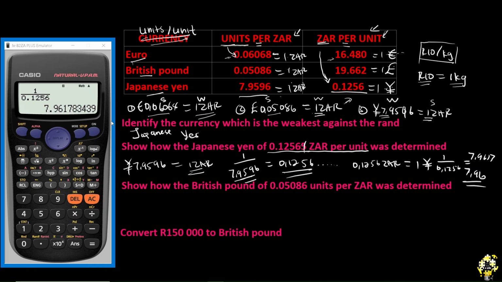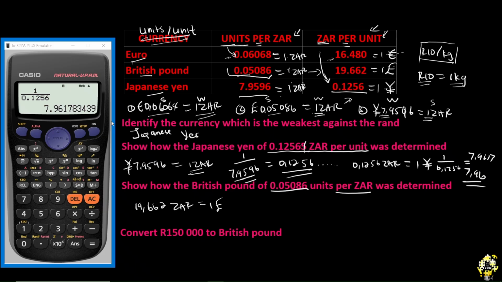Now let's go to show how the British pound of, by now you understand what we're supposed to do, 0.05086 units per ZAR was calculated. So per ZAR. So we are no longer here. This is per unit. Per ZAR, it's here. So the British pound they are talking about, it's this one. Again, to get this, we have to go on the other side. What does the other side say? The other side says that if you have 19.662 South African rands, you are eligible to get just 1 British pound.